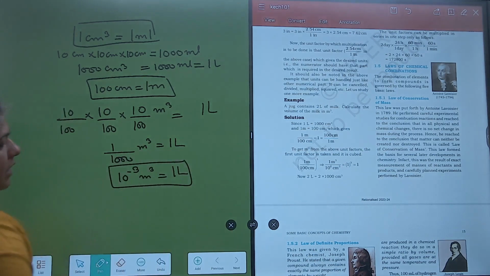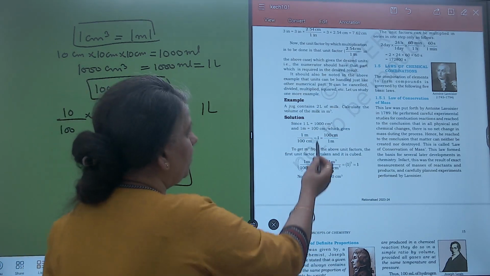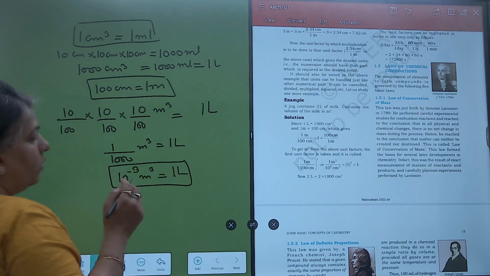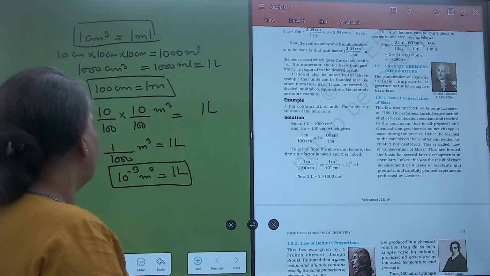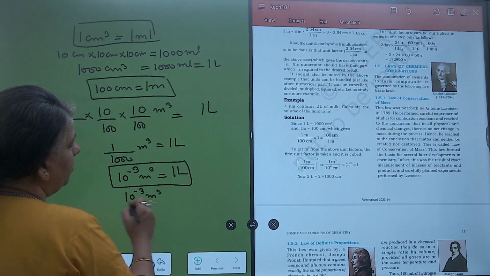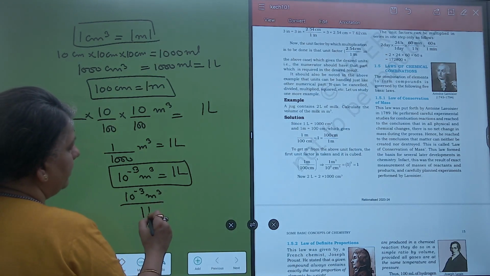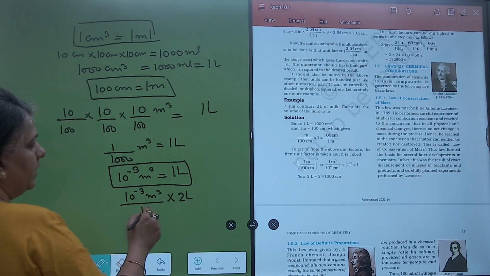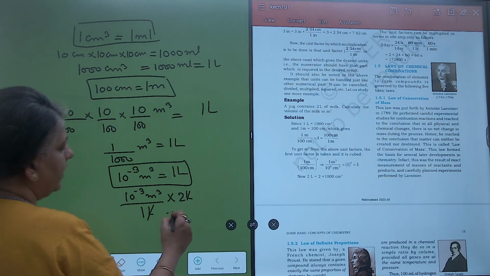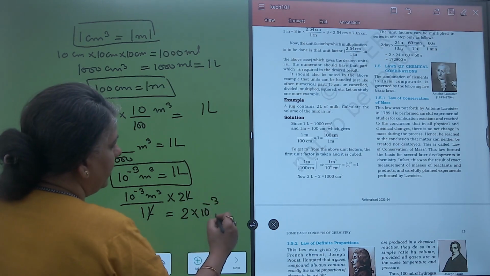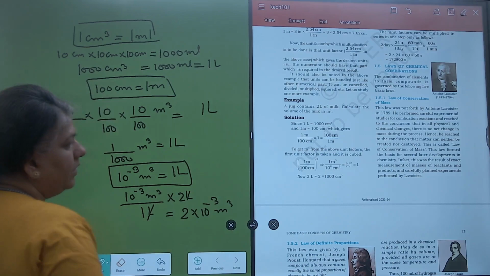Now this is our conversion factor. Now you have to convert 2 liter into meter cube. So 1 liter is equal to 10 raised to the power minus 3 meter cube. So our unit factor will be 10 raised to the power minus 3 meter cube upon 1 liter multiplied by 2 liter. So this liter will cancel out and answer is 2 into 10 raised to the power minus 3 meter cube. And this is your answer.